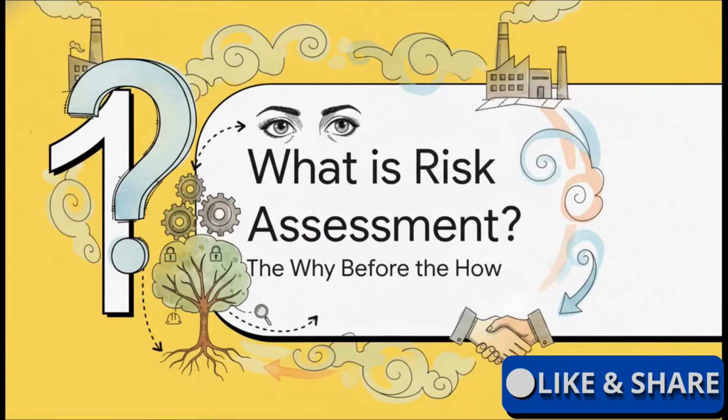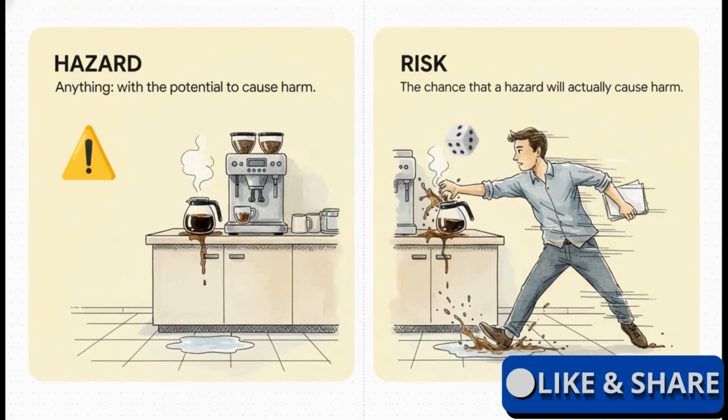Okay, before we jump into the how-to, we really have to get a handle on the why. So what are we actually talking about here? What is a risk assessment at its core? First things first, let's clear up two words that people mix up all the time: hazard and risk. A hazard is just anything that has the potential to cause harm. Think about a hot coffee machine. That's a hazard. But the risk, that's the actual chance, high or low, that someone is actually going to get burned by it. Getting this difference straight is the foundation for everything else we're going to talk about.